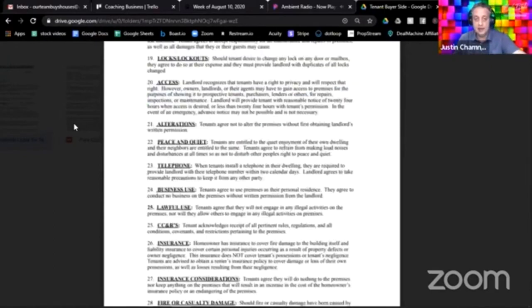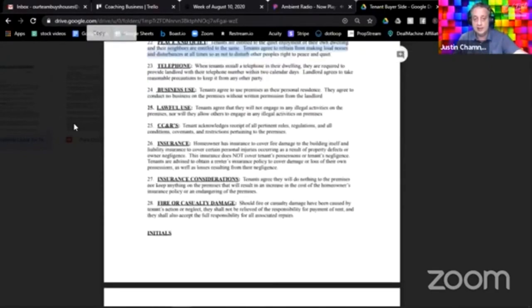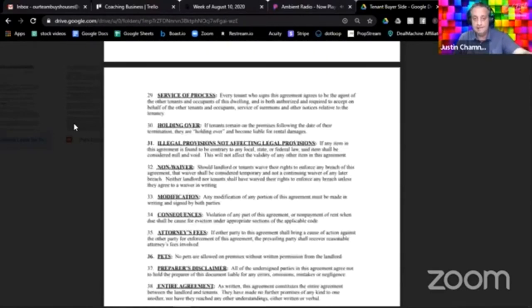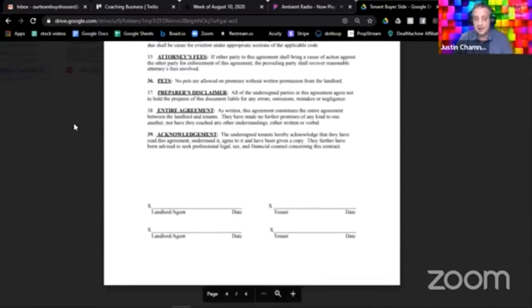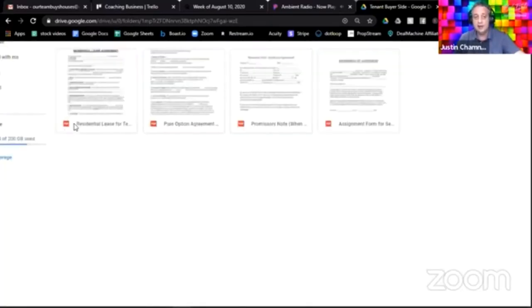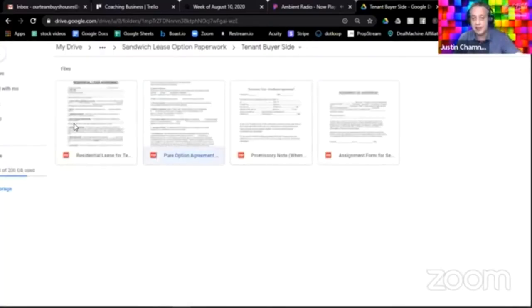All right. Now, let's slide down here and see if anything else pops out at me. No, it's just a pretty standard agreement. Pets: if you want to allow pets, you've got to change that. That's a good case in point. Just know that you can. This is just a lease agreement. Now we're talking about the tenant buyers here.